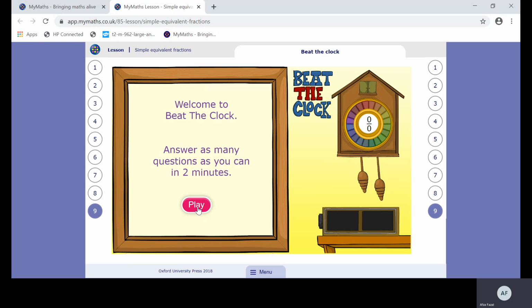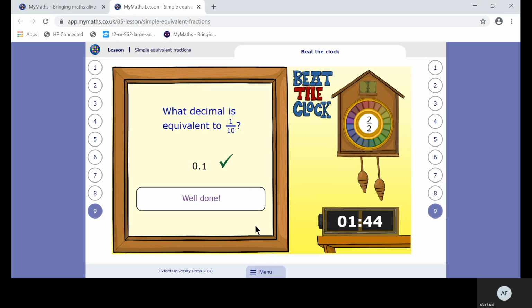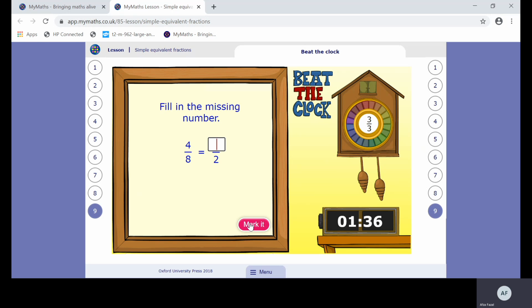Now you've got beat the clock, as you know how to play this game. 2/5 are 40, so 40 divided by 5 is 8. 8 times 2 is 16. Decimal equivalent to 1/10 is 0.1. So you're dividing here, so how many 2's go into 8? It's 2, 4, 6, 8, so 4. 4 divided by 4 is 1. Decimal equivalent to 1/4 is 0.25.